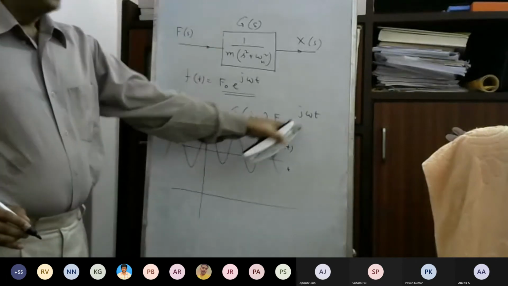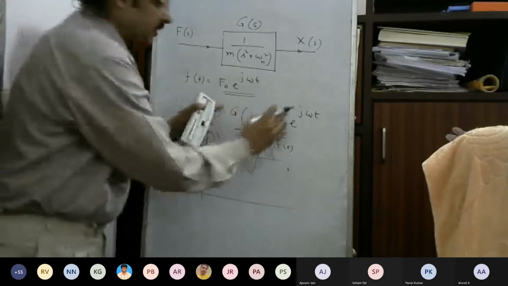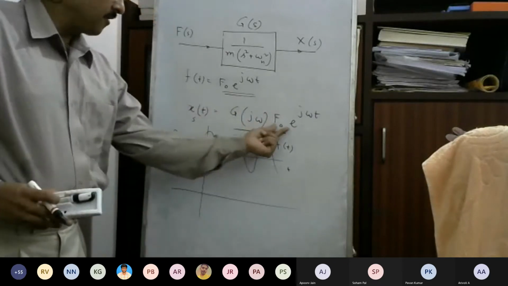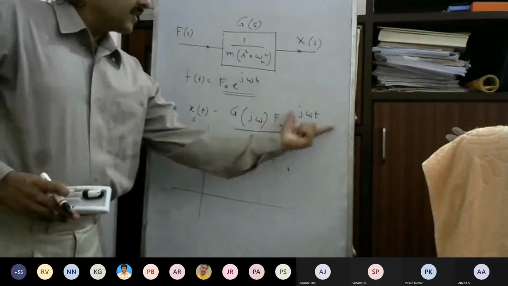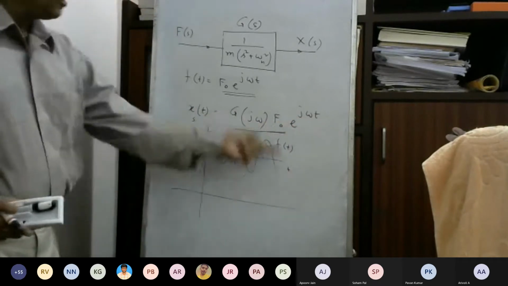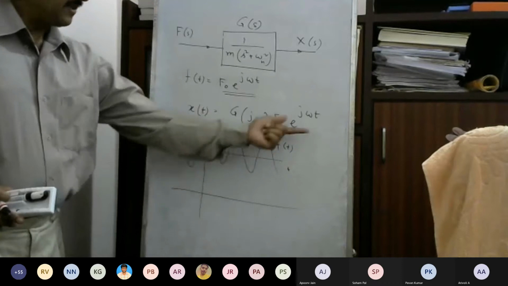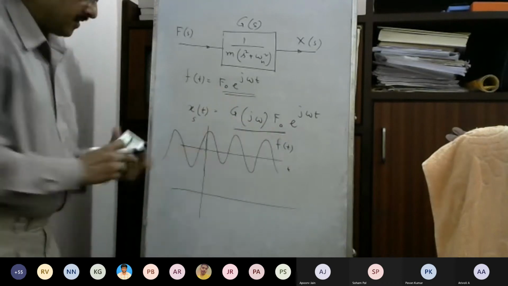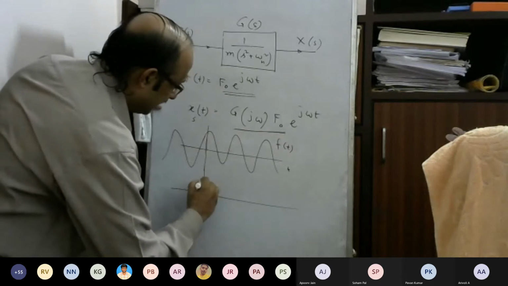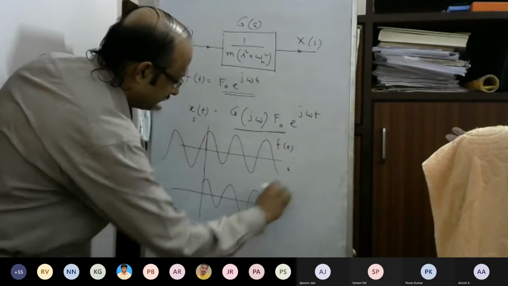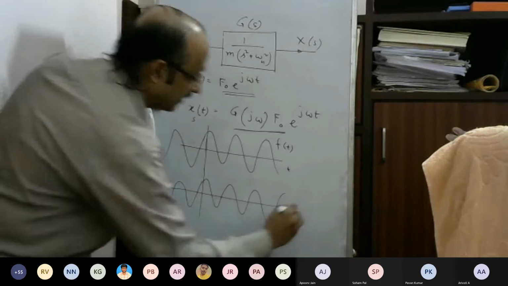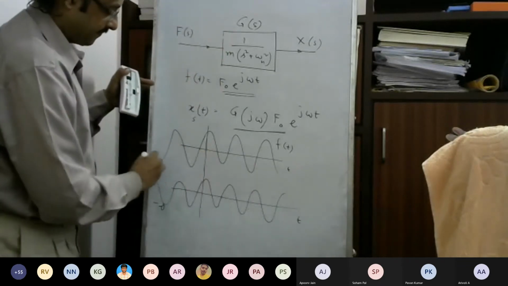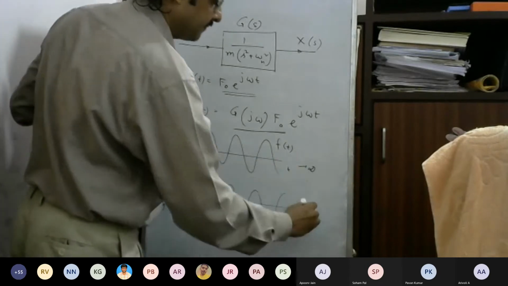The response will also be f naught e to the power j omega t, so this is also one term. The amplitude has actually changed from f naught to this one, but the time function remains the same. So it will be of the same nature, e to the power j omega t. Only its amplitude, that is f naught, will get modified. So it will be something like this, and this will go on forever, with t going to plus infinity or minus infinity, in the same way.